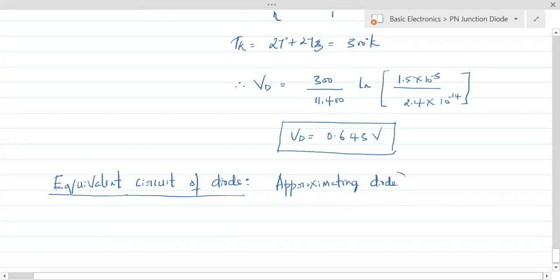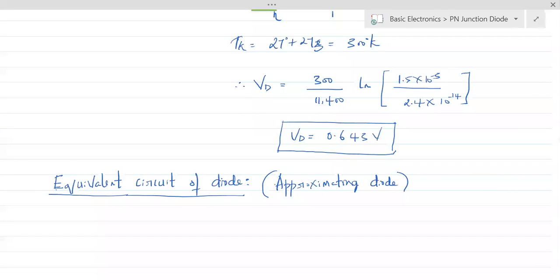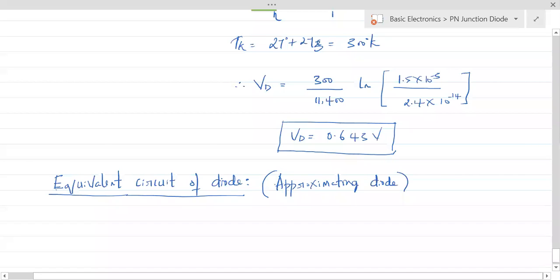Approximating the diode. This approximation will not be the exact replica of the diode. It is just trying to understand the diode by realizing it as an open circuit or short circuit. Understand that? Because I've told you the diode conducts in one direction and does not conduct in another direction. That means when would it not conduct? It would not conduct when it is reverse bias. It would conduct when it is forward bias. So it is unidirectional.